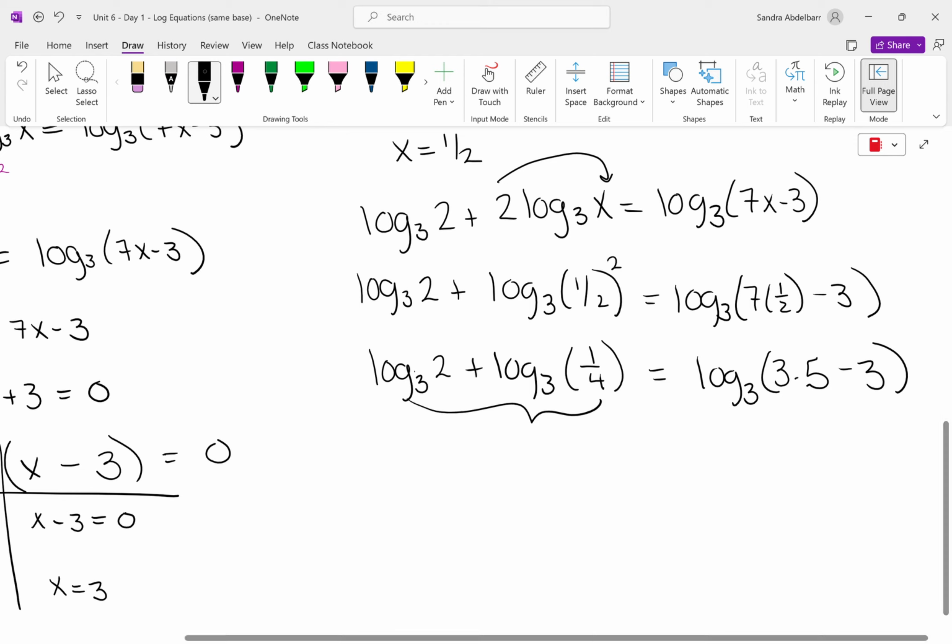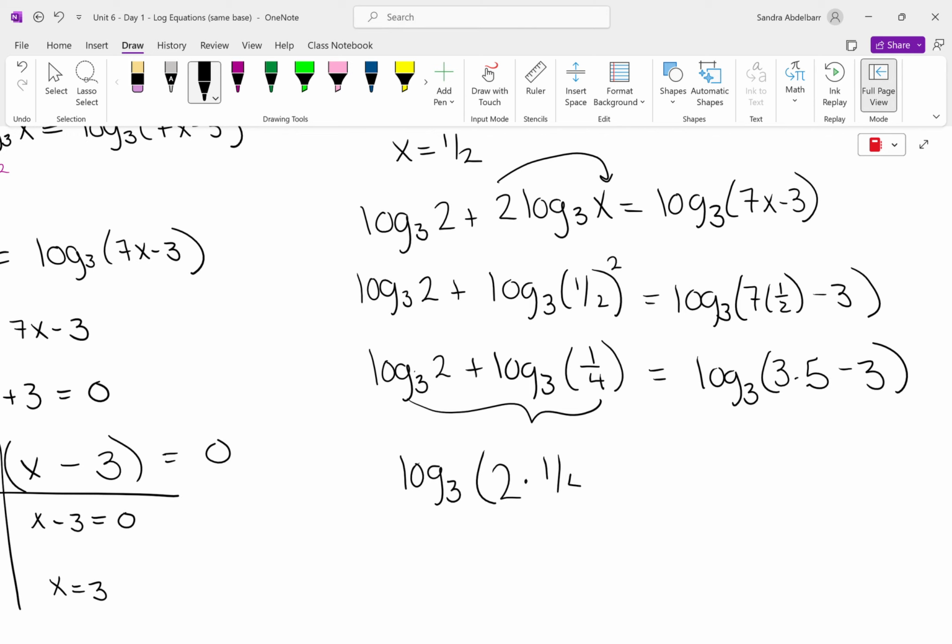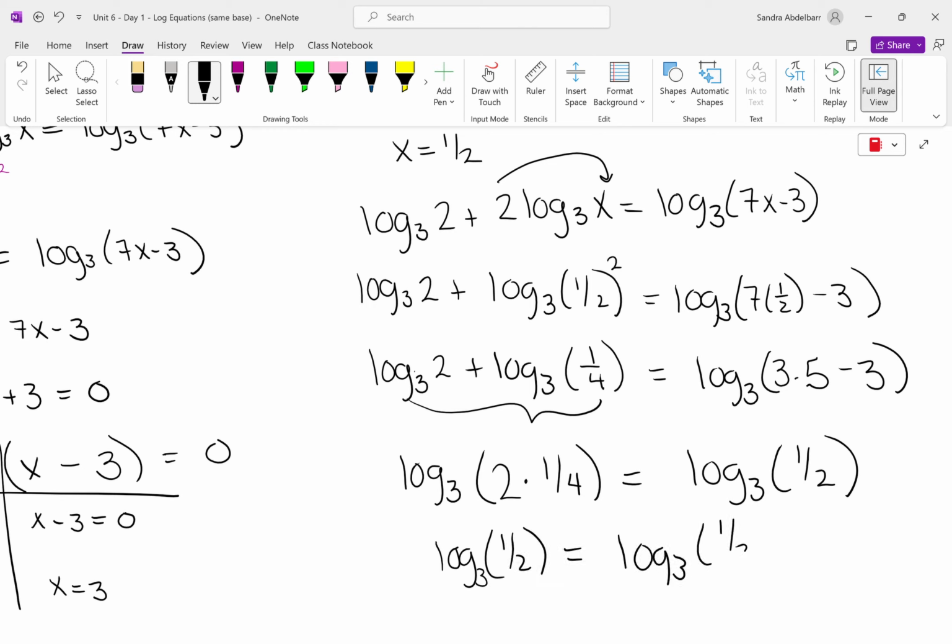All right, let's keep going. Now I'm going to pull this into one log. So this is log base 3 of 2 times 1/4 equals log base 3 of a half. Well, what's 2 times a fourth? A half. So this is log base 3 of a half equals log base 3 of a half. Did this check? Yes. Left equals right. We are good.